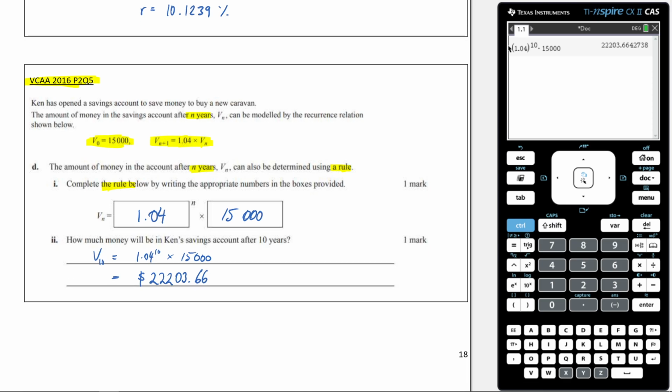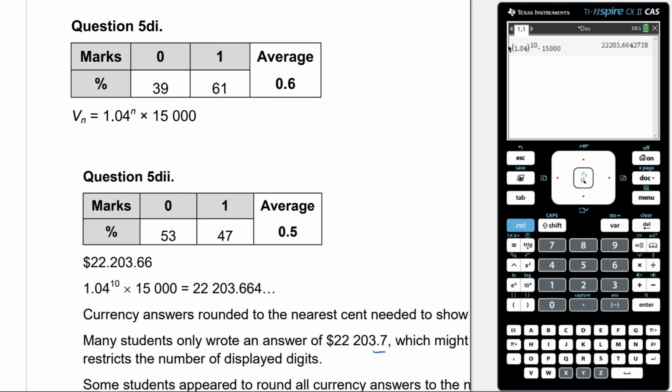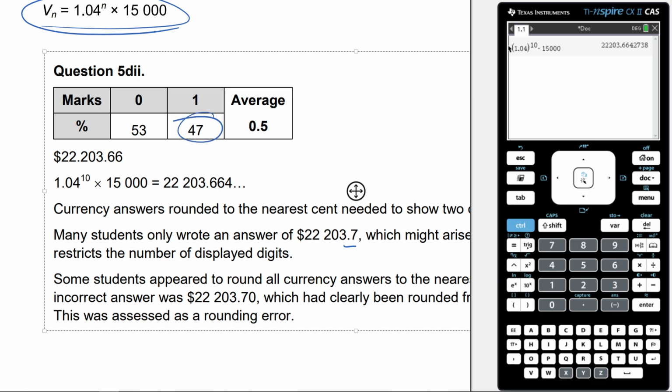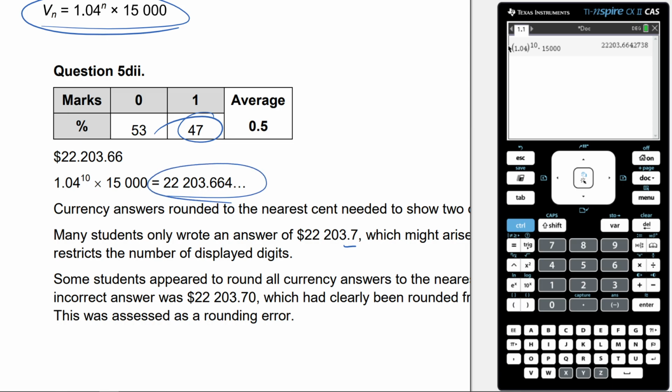Let's now look at our examiner's report to see how people went with this question. As you can see, for the first part, 61% of people were able to generate the rule. And for the second part, 47% of people were able to get this answer of 22. That was the answer there. Why have they put a dot there? That should be like a comma or something, because then they've got 2 dots. Doesn't matter. That is my answer.